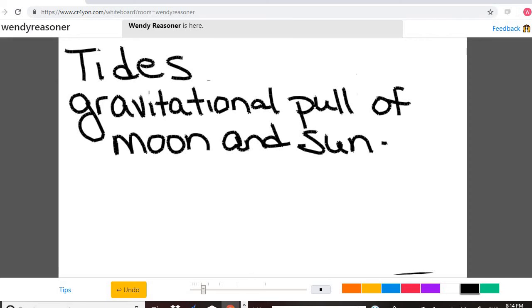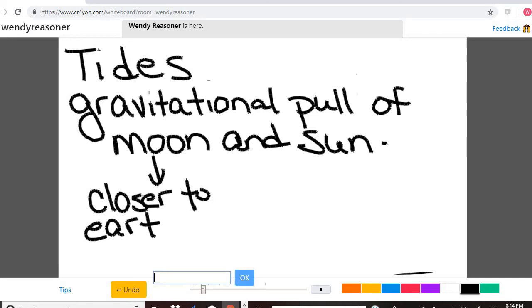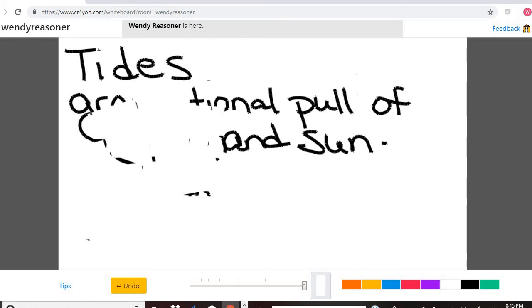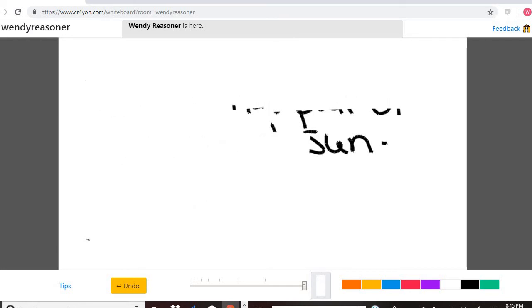And because the moon is closer to the earth, it has the greatest effect on the tides. Even though the sun has a much greater mass, because it's farther away, it doesn't affect the tides as much as the moon. So of the gravitational pull of the moon and the sun on Earth, most of the effect is going to be due to the moon, just because it's closer to Earth than the sun, even though the sun is much more massive than the moon. So let me show you a figure.